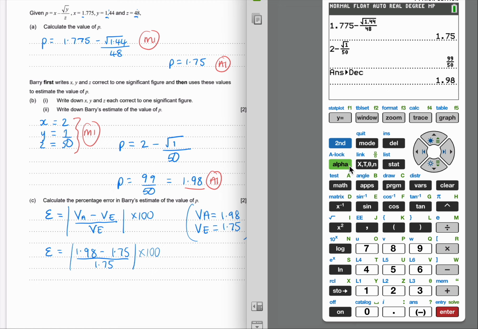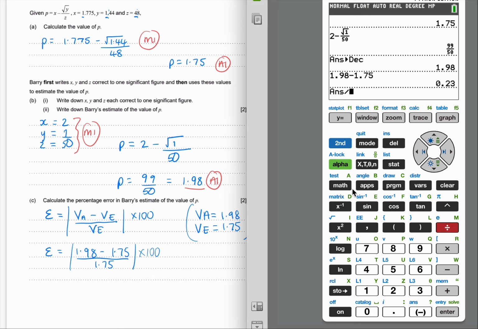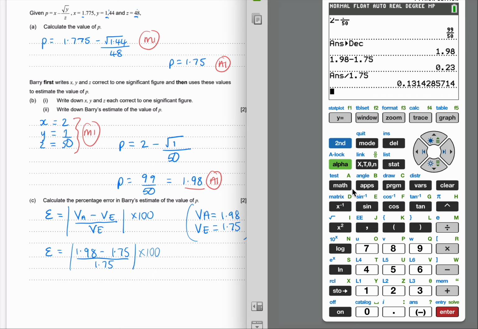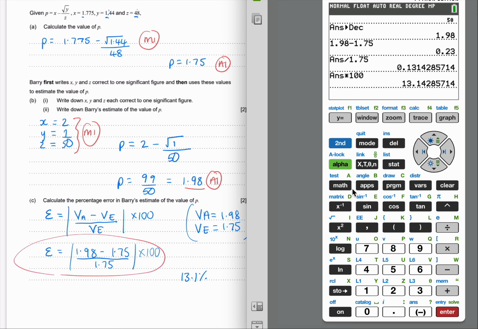So if I go to my calculator, I can now work this out. 1.98 minus 1.75. I want to divide that full answer by 1.75 and then times it by 100. And I can see there that I have 13.1% as my error. So for this question, it was 2 marks. One of them is for the correct use of the formula, so for substituting incorrectly, and one of them is for the answer.